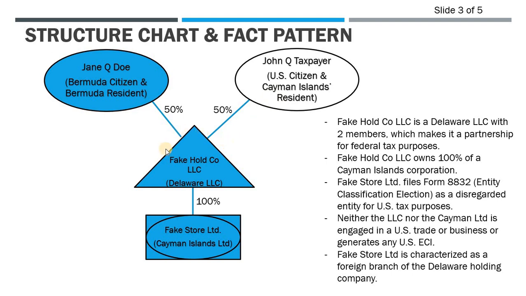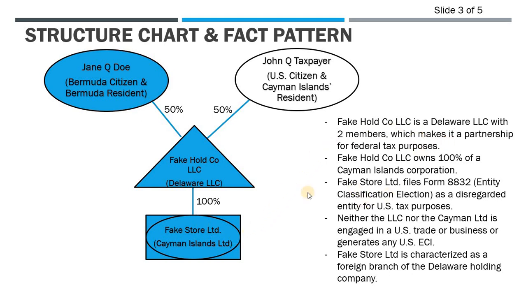Now, these two individuals decide to form a Delaware LLC. They call it Fake Holdco LLC. They each own 50% of the membership units. This entity, in turn, then opens a Cayman Islands company. So Fake Store Limited, it's a Cayman Islands limited company, which is treated as a corporation under U.S. federal tax law. And this is the legal entity down here that's going to operate a convenience store in the Cayman Islands. All right, so John lives there and works there. He decides that he's going to open a shop there, but he needs a business partner. So he and Jane team up here, and this is how they structure the investment.